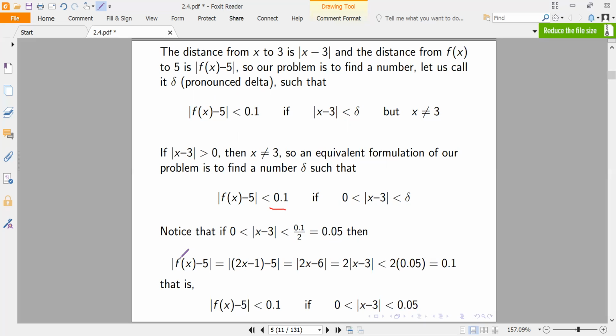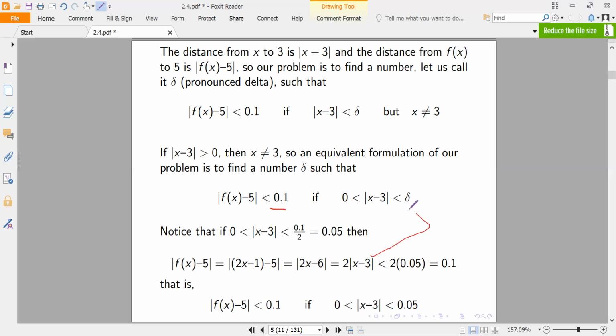So the distance from f of x to 5, meaning the absolute value of f of x minus 5. Remember, f of x we said is a straight line when x is not equal to 3, and that straight line is 2x minus 1, so we can substitute f of x for its formula. Simplifying here, we end up having 2x because we have minus 1 minus 5, which is minus 6. So with 2x minus 6, we can take out the common factor, which is 2. We end up having 2 times the absolute value of x minus 3.